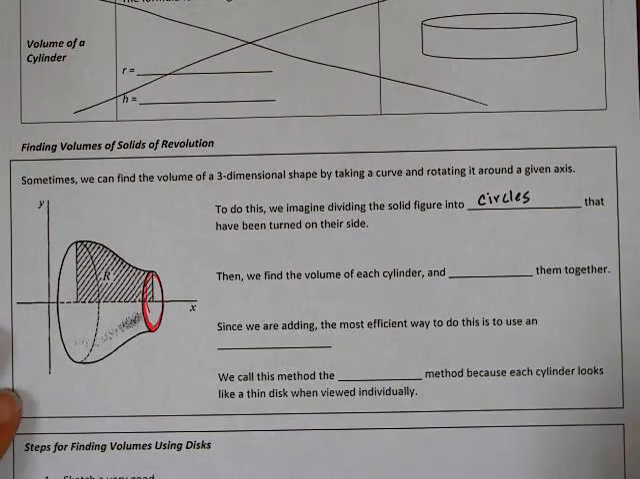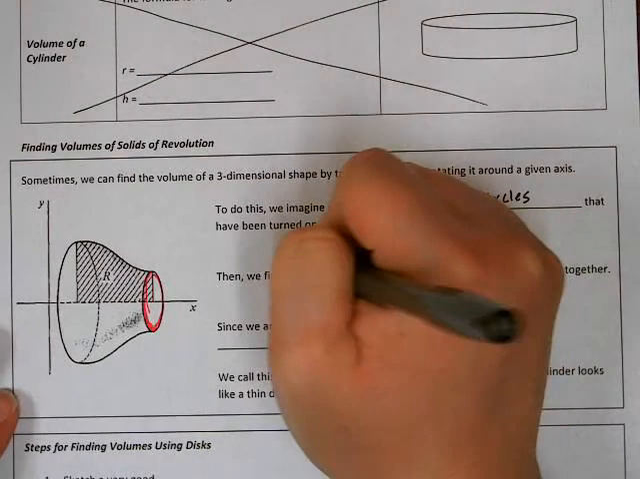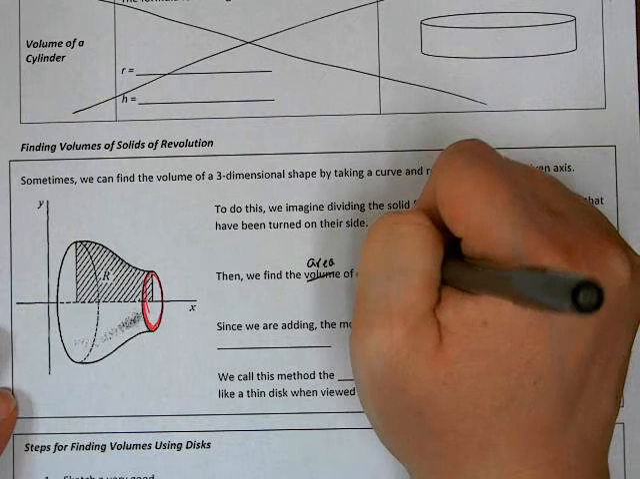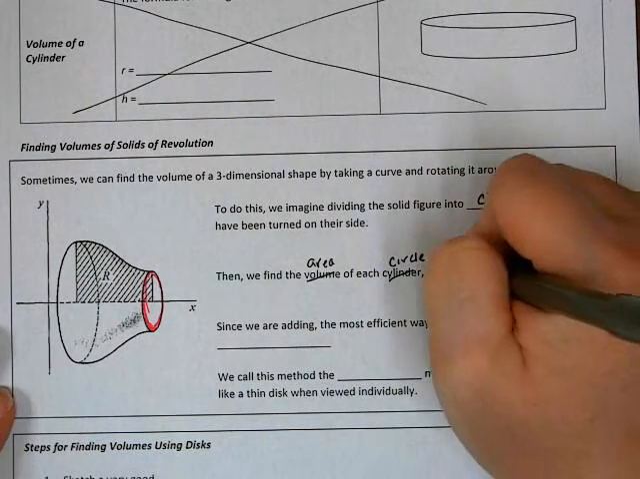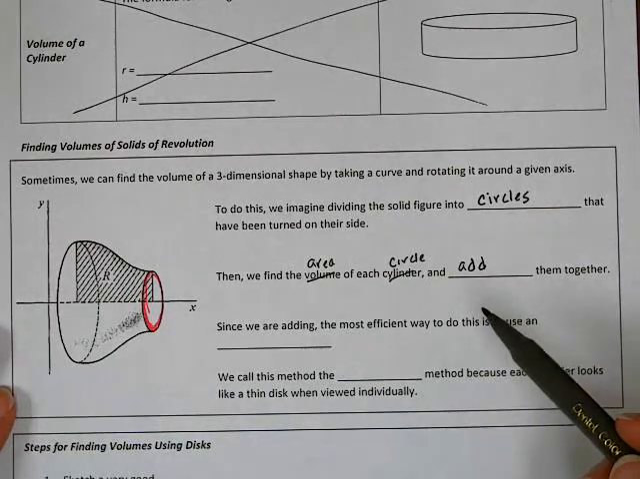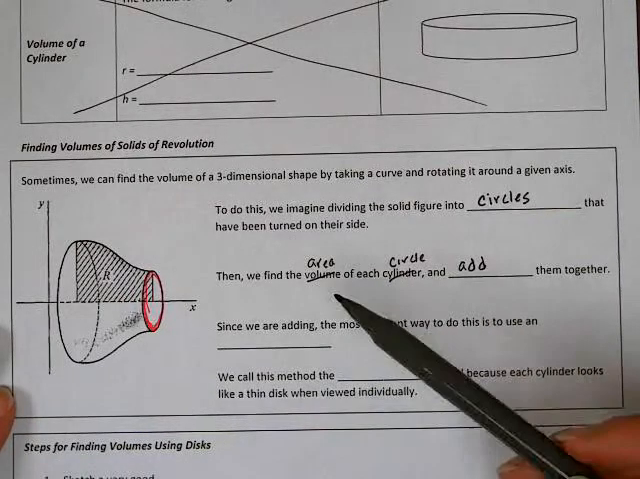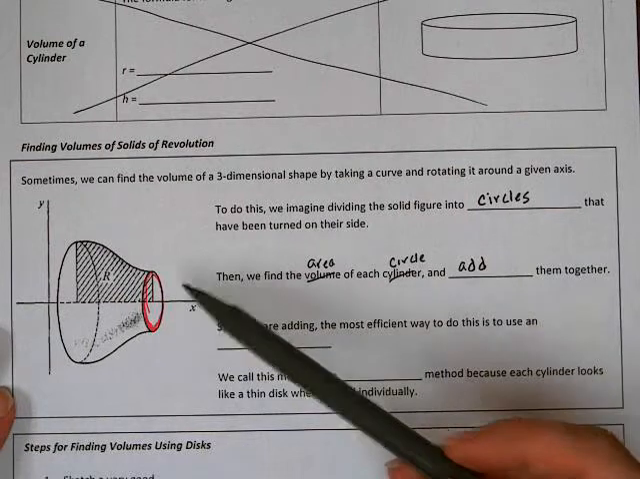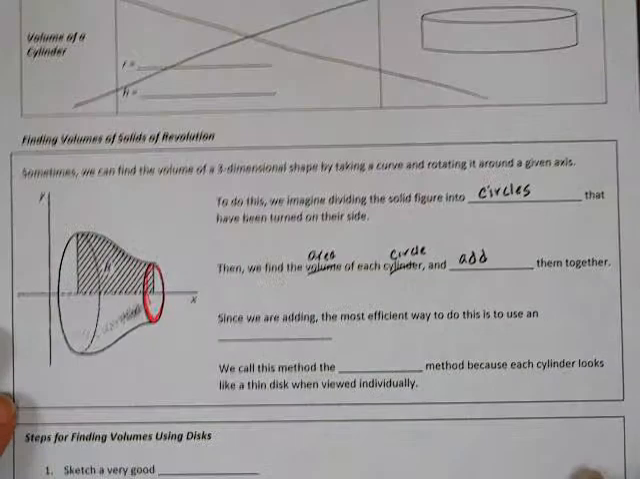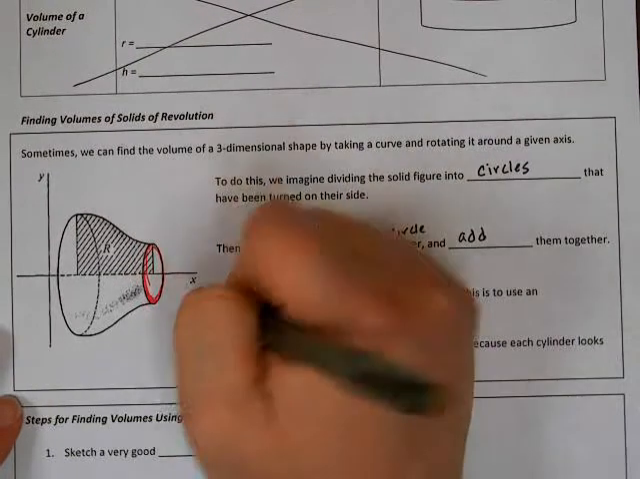So then we are going to find the area of each circle and add them together. So again, we're still doing cross sections, it's just that everything now is going to be a circle, and we're going to find the area of each of them and add them all up together. So since we're adding, the most efficient way to do this we know is to use an integral.